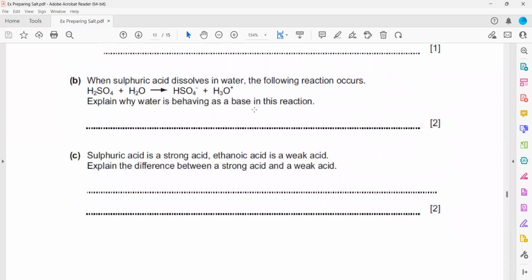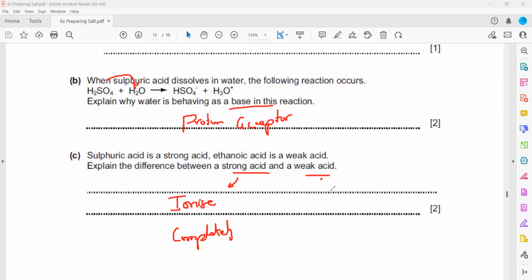When sulfuric acid dissolves in water, the following reaction takes place. Why is water behaving like a base? The definition of a base is a proton acceptor. Don't say hydrogen ion, use the term proton or H plus, because it accepts. Sulfuric acid is a strong acid, ethanoic is a weak acid. Explain the difference between strong and weak acids. Strong acids ionize completely, weak acids ionize partially.